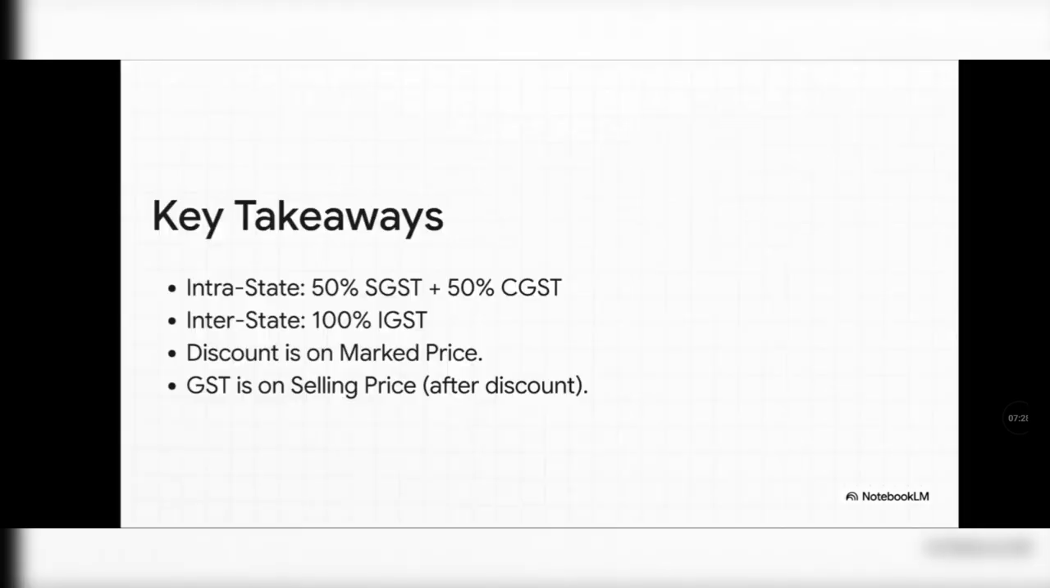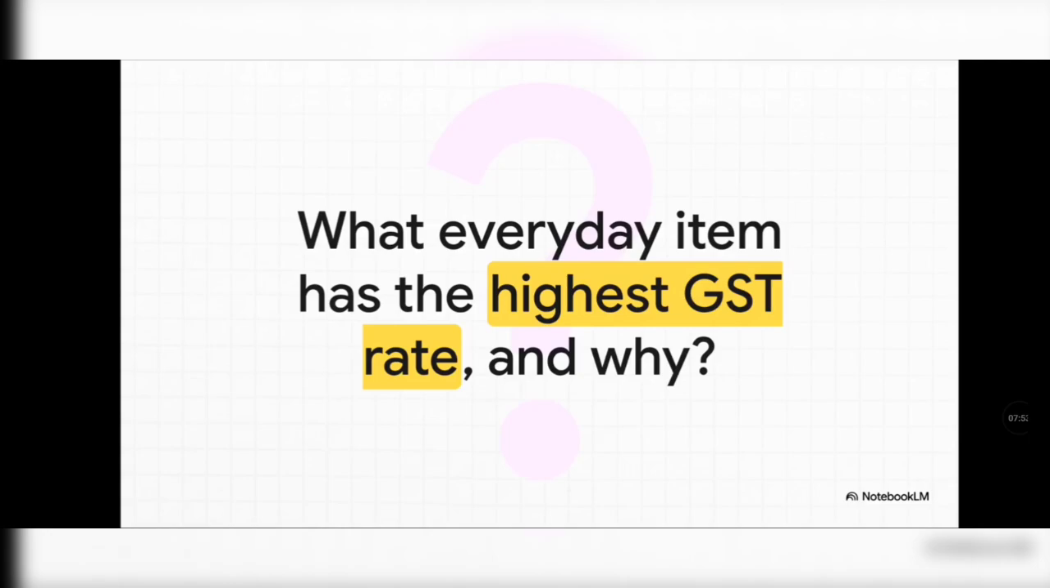Okay, so let's boil all of this down. If you remember nothing else, remember these 4 golden rules. For intrastate sales, tax is split 50-50. For interstate, it all goes to IGST. And when you're doing the math, always remember, first, calculate the discount on the marked price. That gives you the selling price. Then, and only then, do you calculate GST on that final selling price. And there you have it. That is everything you need to know to absolutely crush any GST question on your exam.